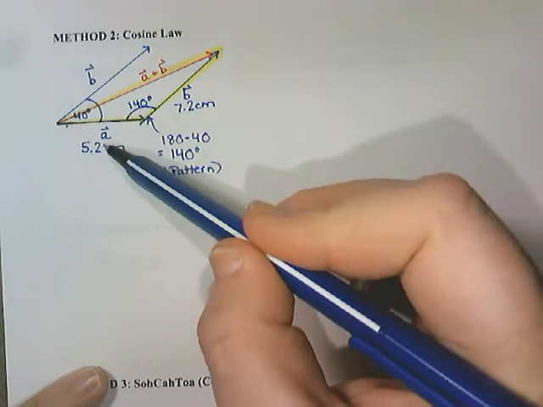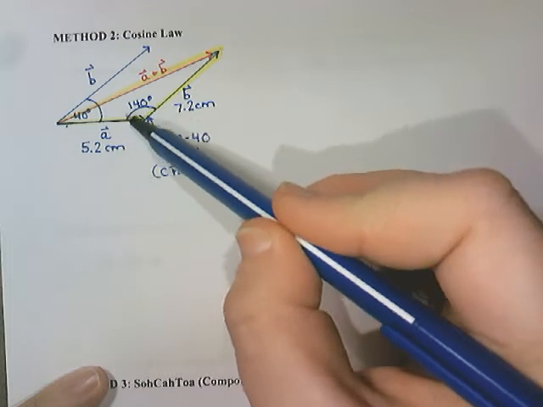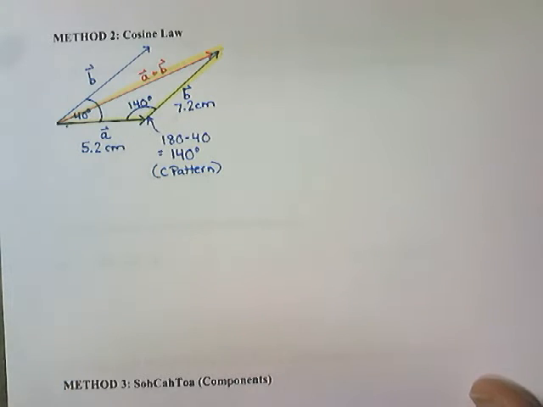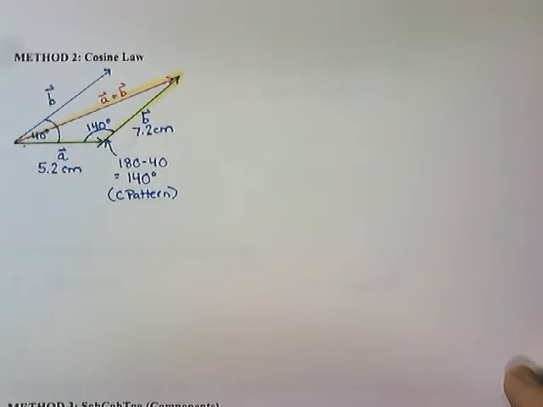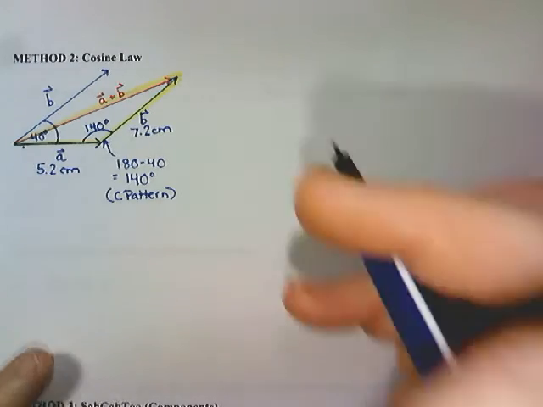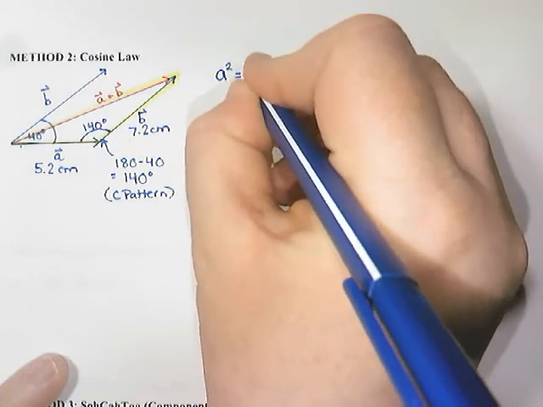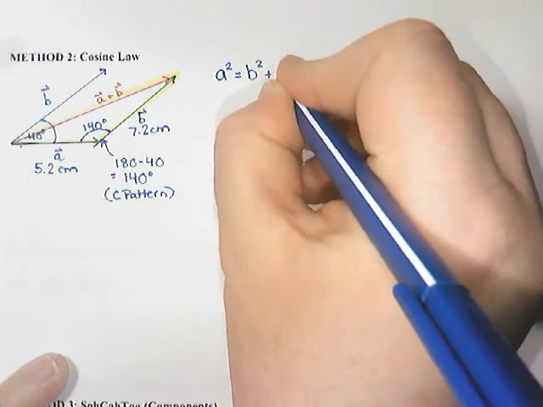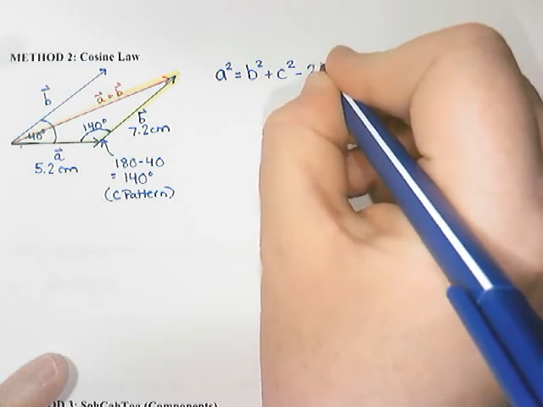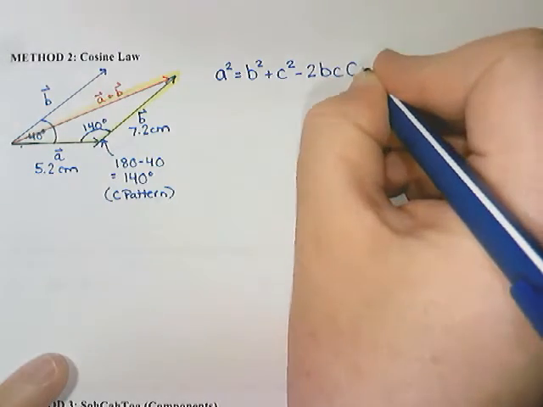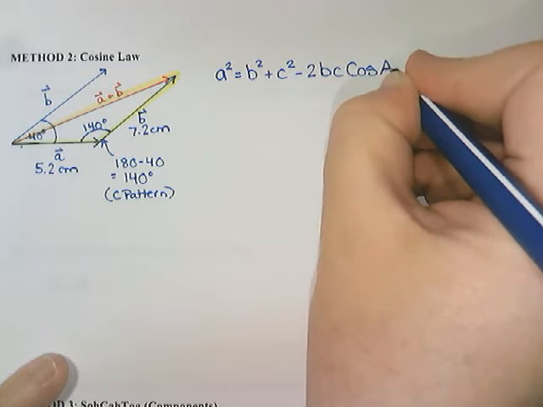Cosine law works when you have two sides and the contained angle, or the angle in between them. So cosine law is a squared equals b squared plus c squared minus 2bc cos A.